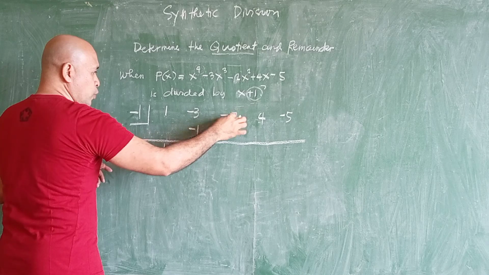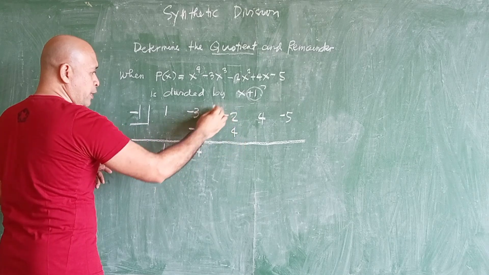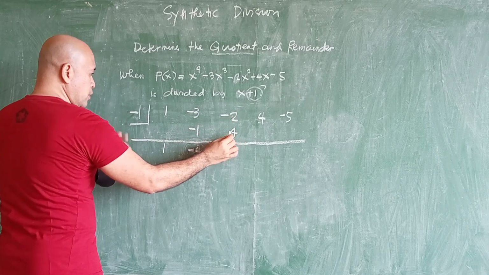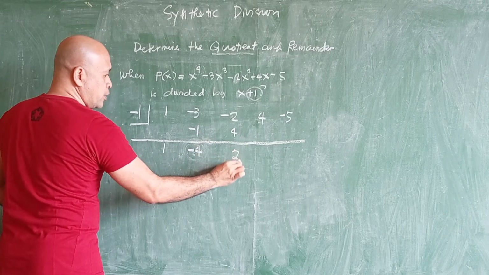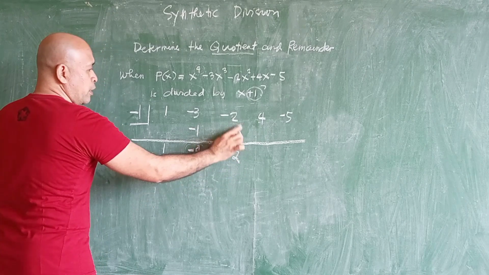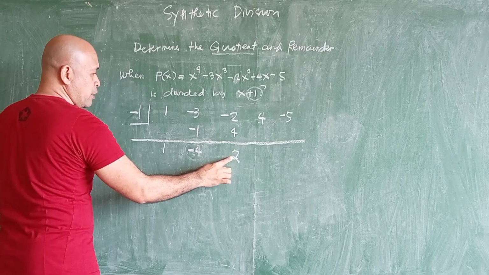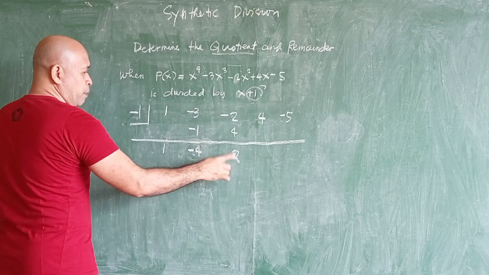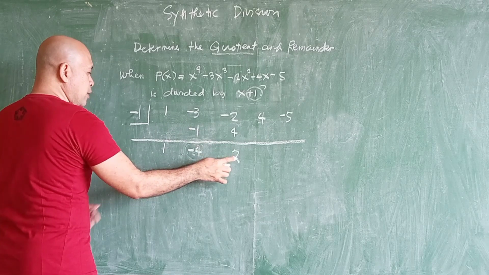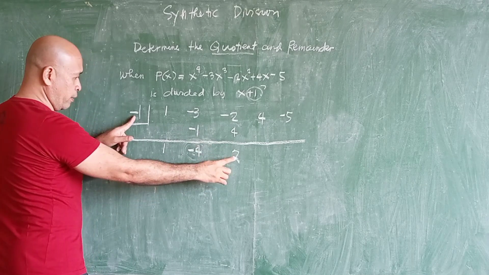So 2 plus 4, since you are adding unlike signs, the result is you have to get their difference, and that is 2. And use the sign of 4, which is positive, so your sum is positive 2. Then, repeat the process, multiply positive 2 to negative 1.